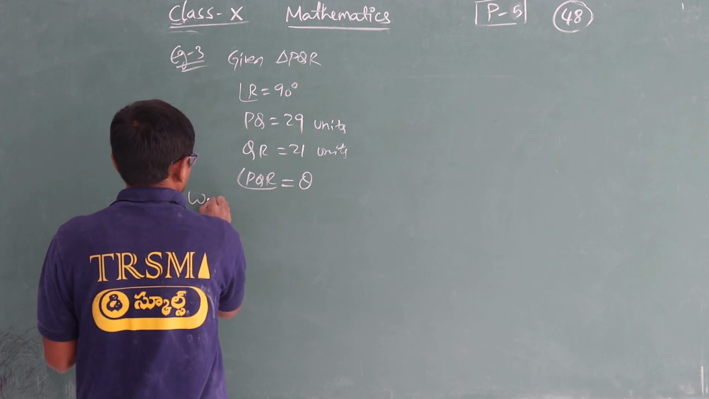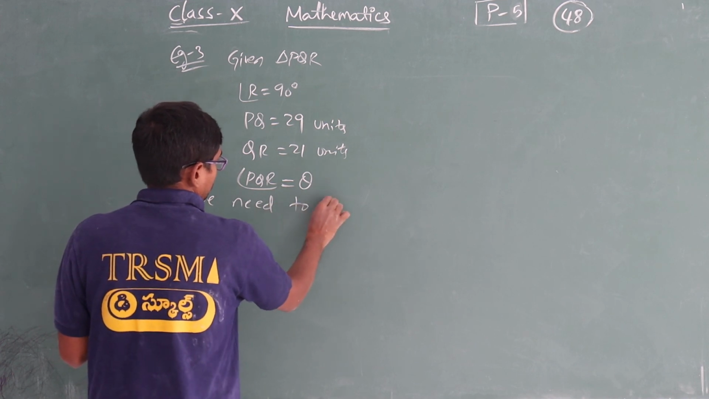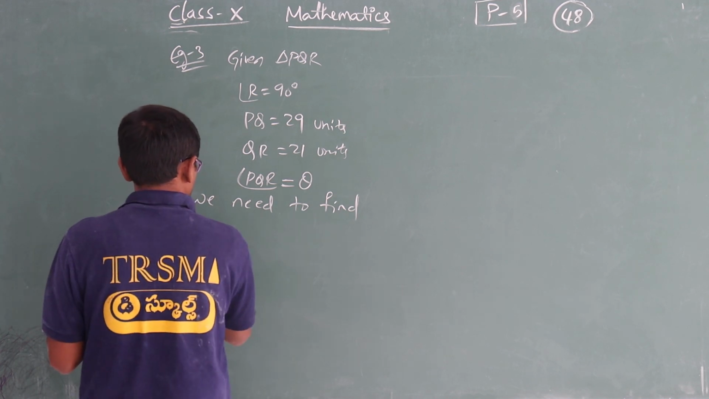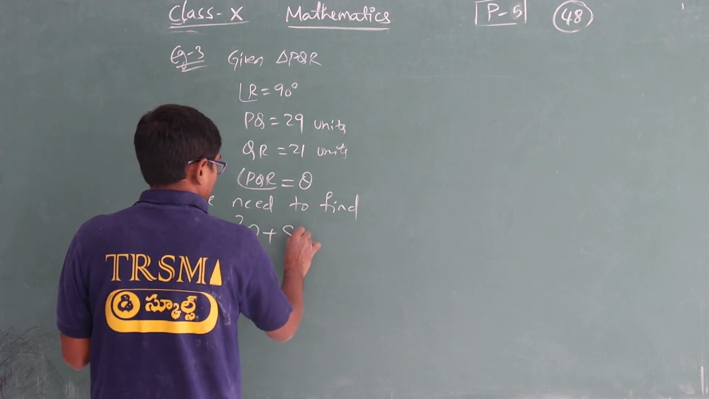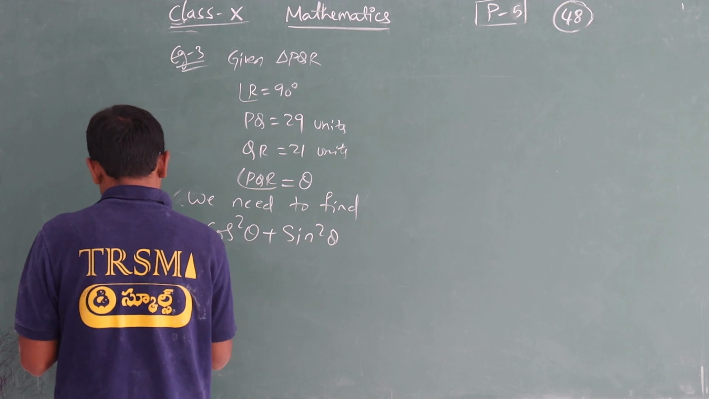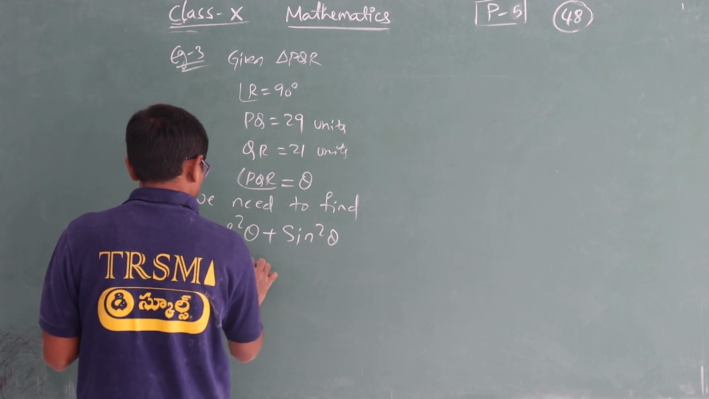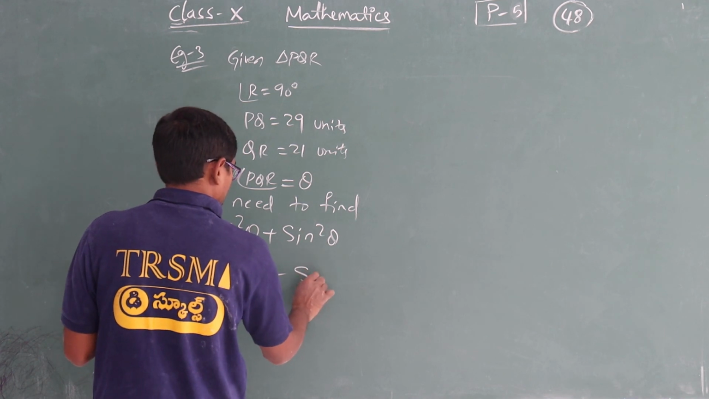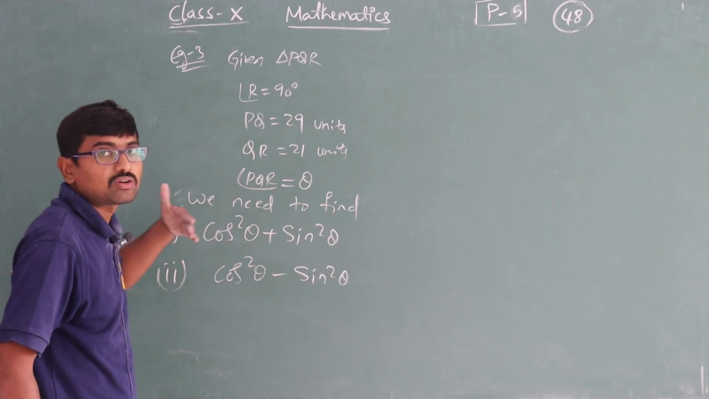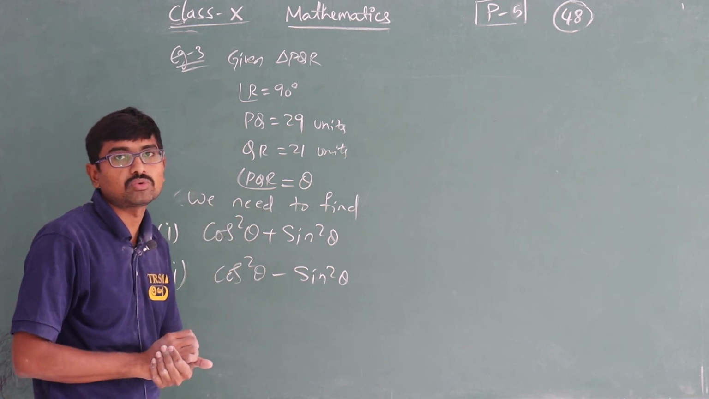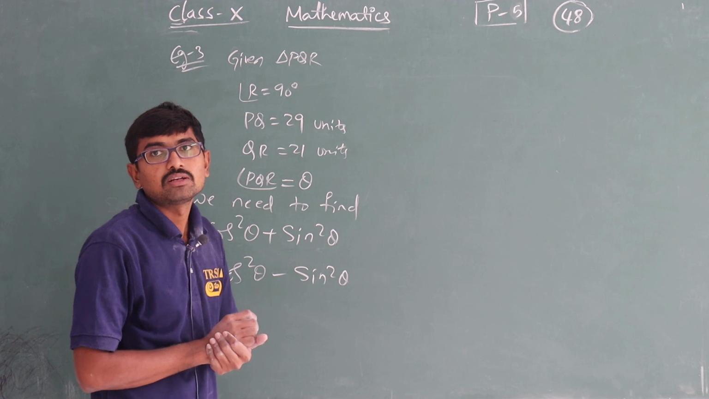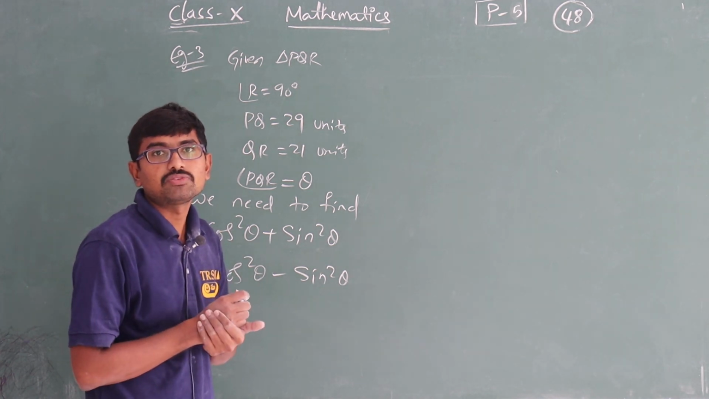what we need to find. First, we need to find cos square theta plus sin square theta, and second, cos square theta minus sin square theta. If we find cos theta and square it, it becomes cos square theta, and if we find sin theta and square it, then we can find the value of sin square theta.